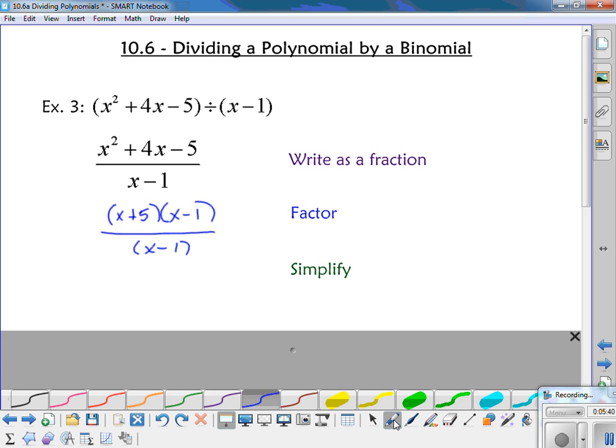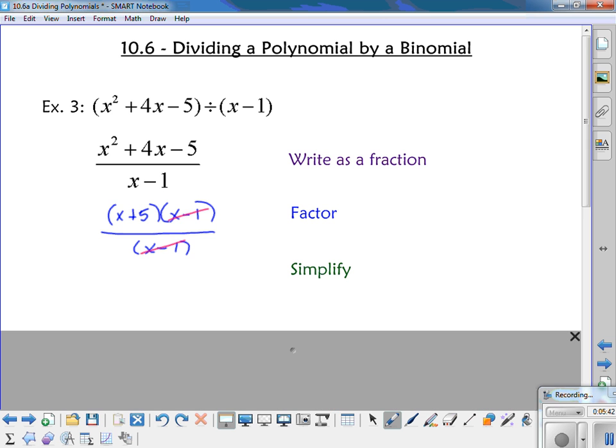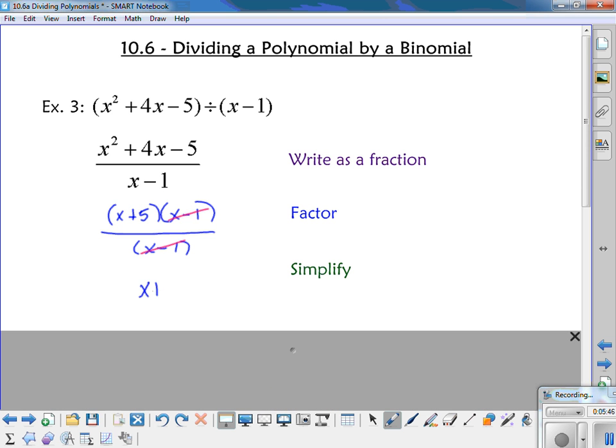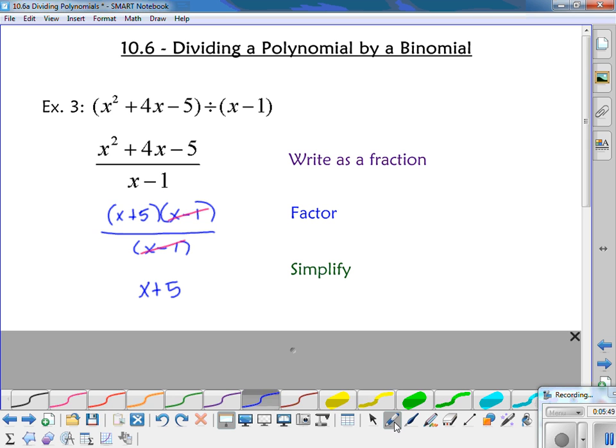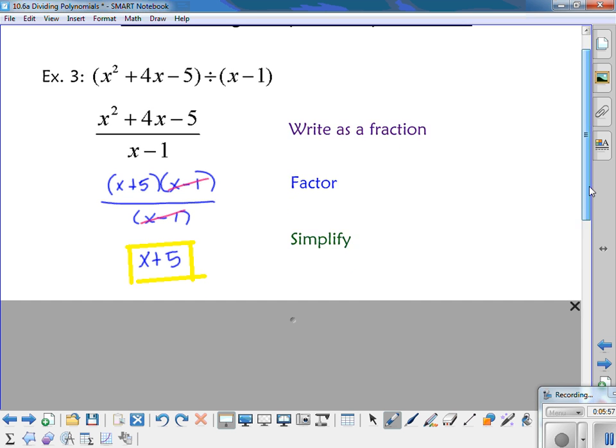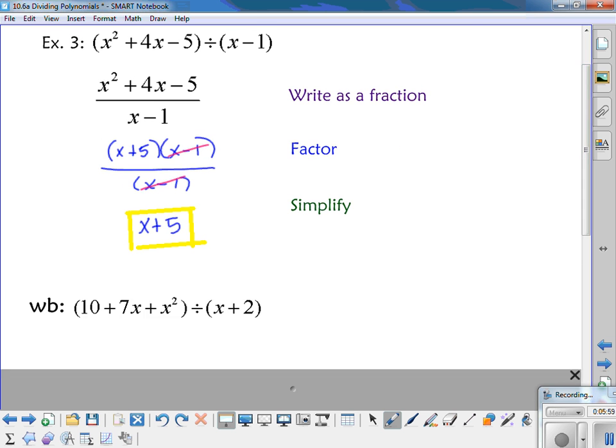And then we see that we have an x minus 1 on the top and the bottom, so those can cancel out. And the answer would just be x plus 5. So it's just like what you guys were doing 2 or 3 lessons ago, right? It's just simplifying them. So let's have you guys do one on your whiteboards just to make sure it sinks in.